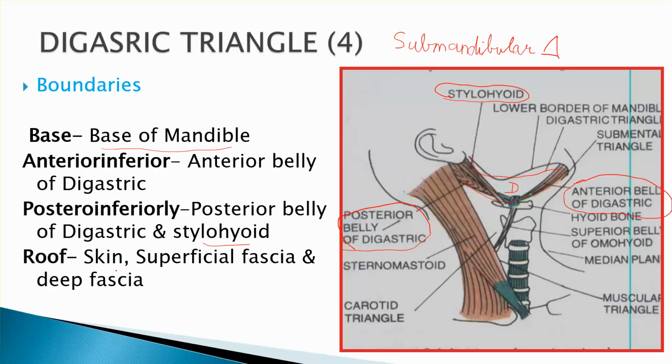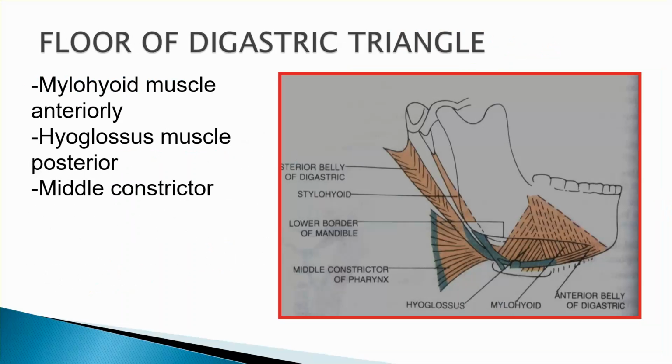Okay, now the roof is skin, superficial fascia, and the deep fascia. The floor of the digastric triangle is formed by mylohyoid muscle, hyoglossus muscle, and posteriorly we have the middle constrictor. Maybe a few structures we can see. This is the middle constrictor of the pharynx over here posteriorly. Then we can see the hyoglossus muscle, and here we can see the mylohyoid muscle. Probably in the dissection hall we cannot see this.